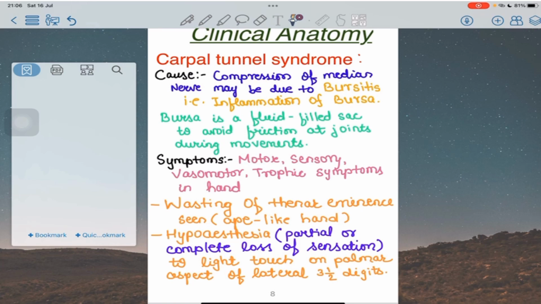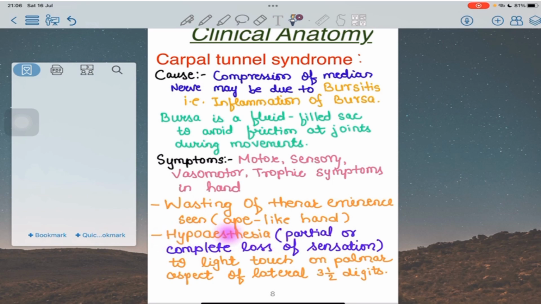Let me just enumerate for you guys that muscles of thenar eminence include abductor pollicis brevis, flexor pollicis brevis and opponens pollicis. These are the set of thenar eminence muscles which may get wasted, giving an ape-like hand appearance, which is one of the symptoms of carpal tunnel syndrome. And the other symptom can be hypoaesthesia.